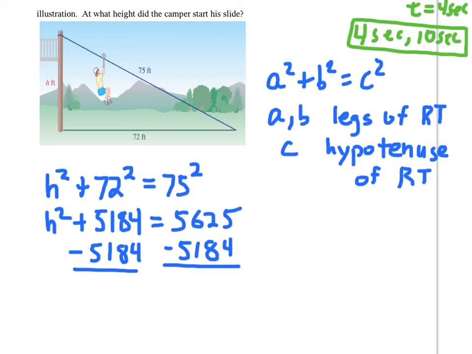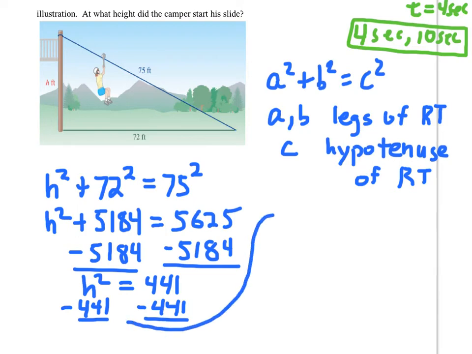And that will get me 441. So h squared equals 441. I'm going to subtract 441 from each side. Now, I think most of you know you could have solved it right from there, but since we've learned how to solve by factoring, let's just stick with that method for the moment.